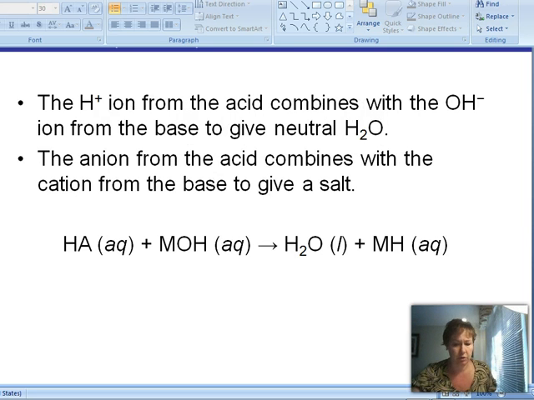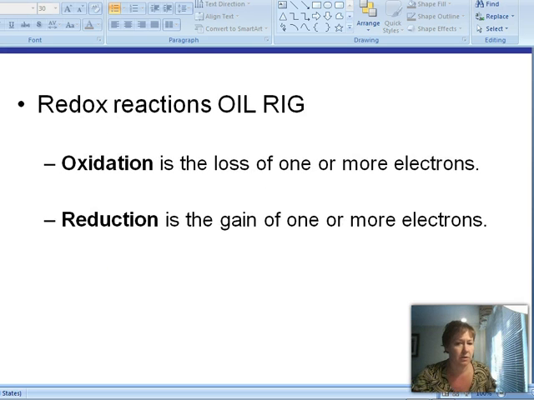What we want to start with is redox reactions, OIL RIG. These are fun, you'll love it. Yay, chemistry reactions. I know you guys are excited. Okay, OIL RIG. Oxidation is losing. Reduction is gaining.